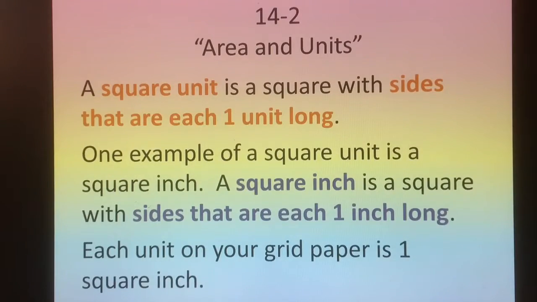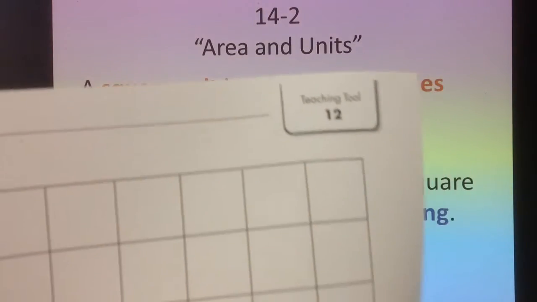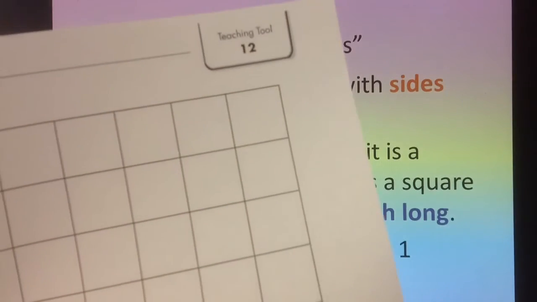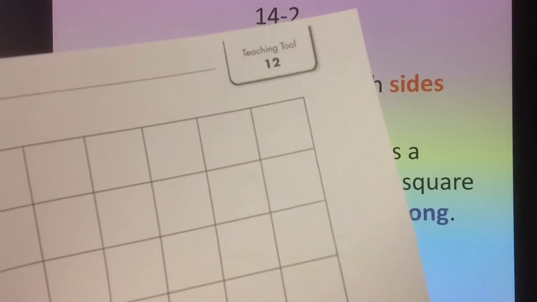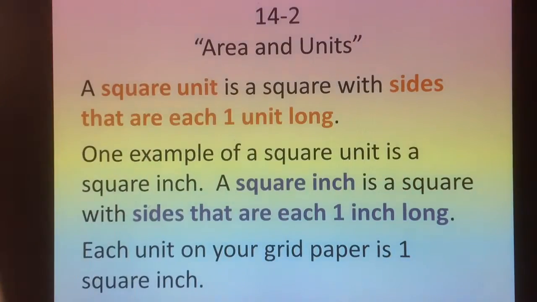A square unit is a square with sides that are each 1 unit long. An example of a square unit is a square inch. A square inch is a square with sides that are each 1 inch long. Each unit on your grid paper is 1 square inch, and today we had some grid paper that looked like this. Of course, it's not a square inch on the screen that you're looking at it on, but on the actual paper that it was printed on, each box was a square inch.